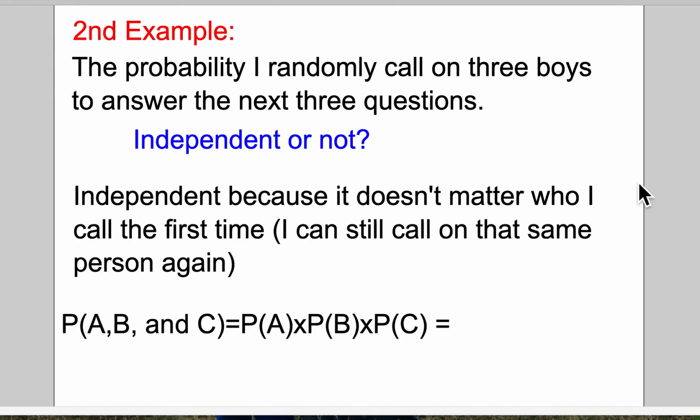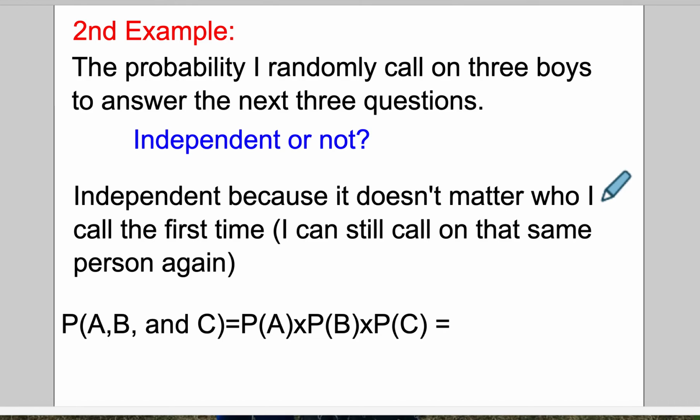This is just another example. If I called on 3 boys to answer the next 3 questions if I was in class, we would say that's independent, right? It didn't matter who I called on the first time. I could still call on that person again. That would be different if I called on Mills to answer a question and then I couldn't call on him again. Then all of a sudden, the fact that I called on a boy the first time now affects the likelihood a boy gets called on the second time. It would be a lower probability.